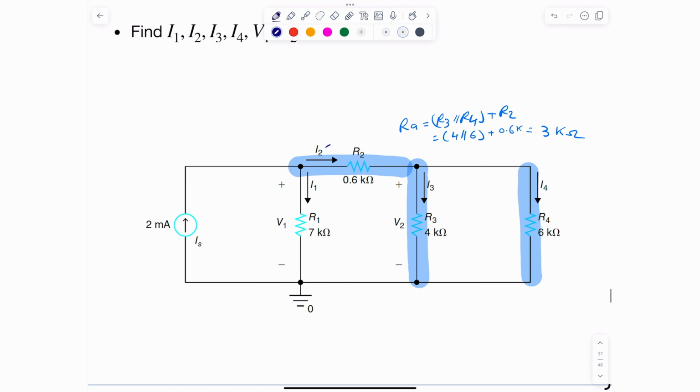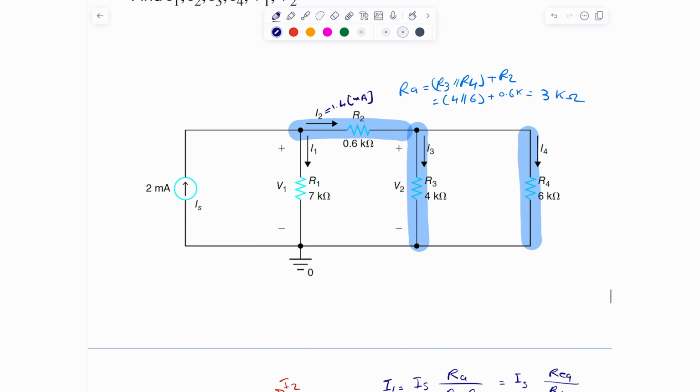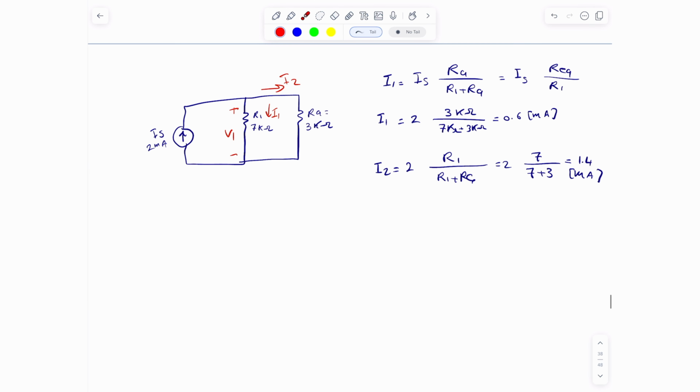So here this is 1.4 milliamps. Well, I can use current division on this resistor here, in this circuit, and I2 gets divided into I3 and I4, because R3 and R4 are basically in parallel. We can apply that too. So we have the 4 and the 6. Okay, so let's do that.